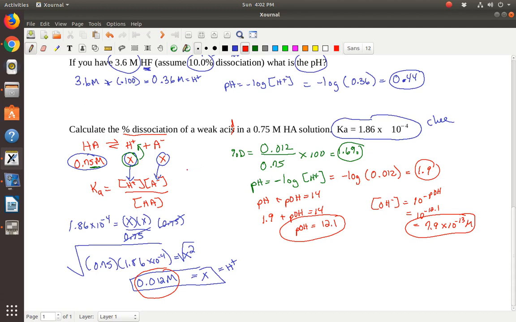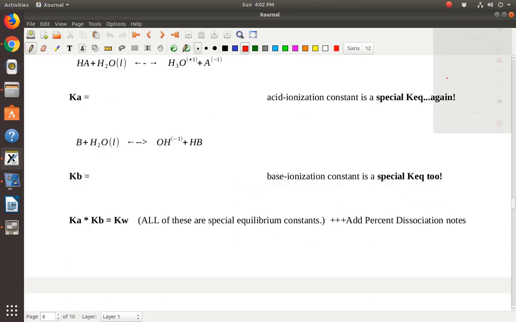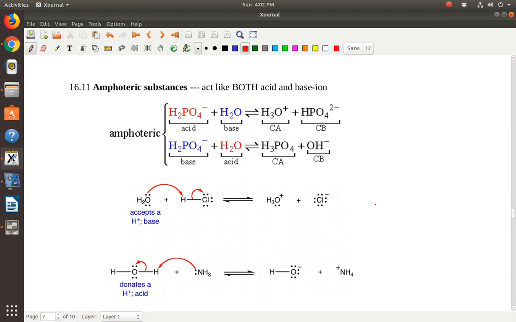And we're going to go back now to the regular notes. All right, here's the regular notes. We added the percent dissociation notes like required. Now we're just going to cover just a little bit more.